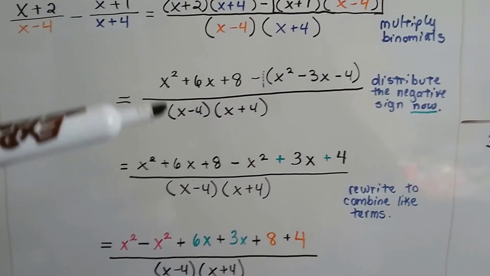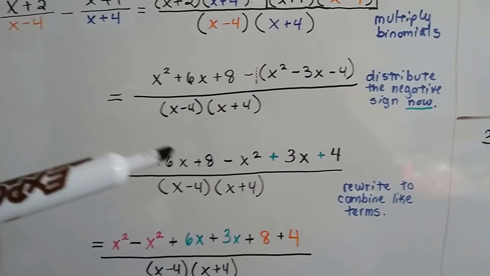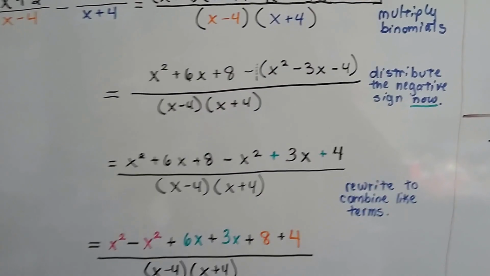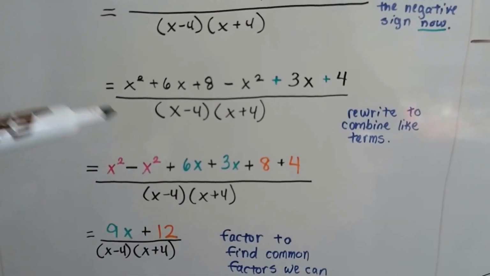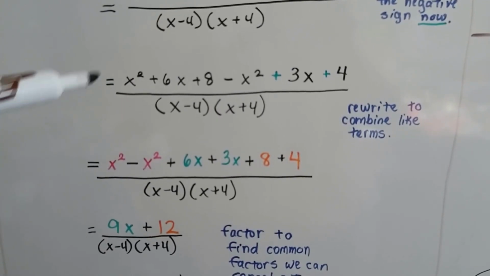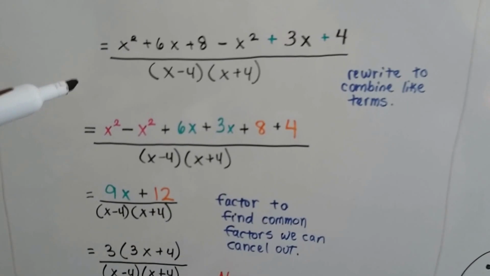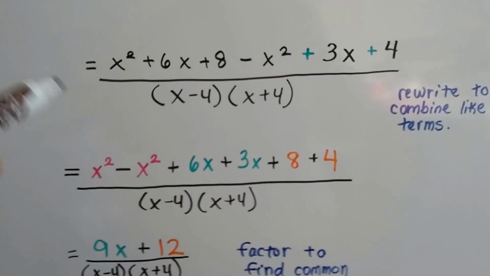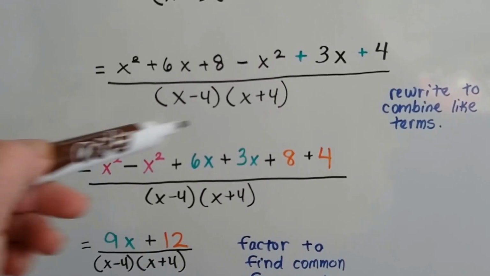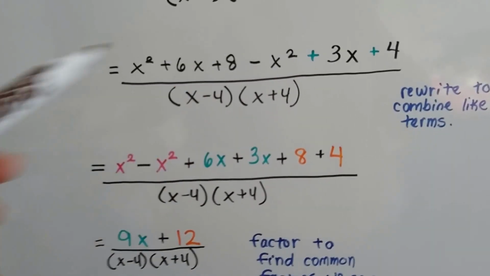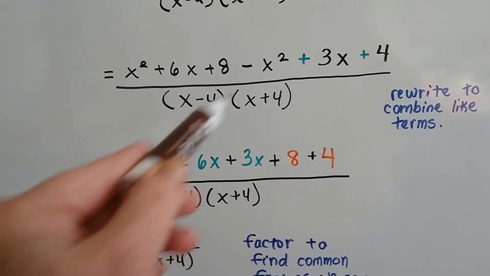And then these guys just kind of go for the ride, don't they? This part of the numerator just moves down here, and then the denominator just moves down here. So now this is our new problem right here, okay? This is how far we've gotten. We can rewrite this to combine like terms. Do you see some terms that we can combine? We've got a positive x squared and a minus x squared here. See? Here's the positive one, and there's the negative one.